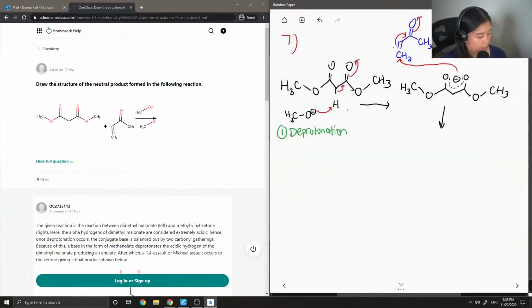So this step is the nucleophilic attack. So the nucleophile reacts with the electrophile. So this can also be called conjugate addition.